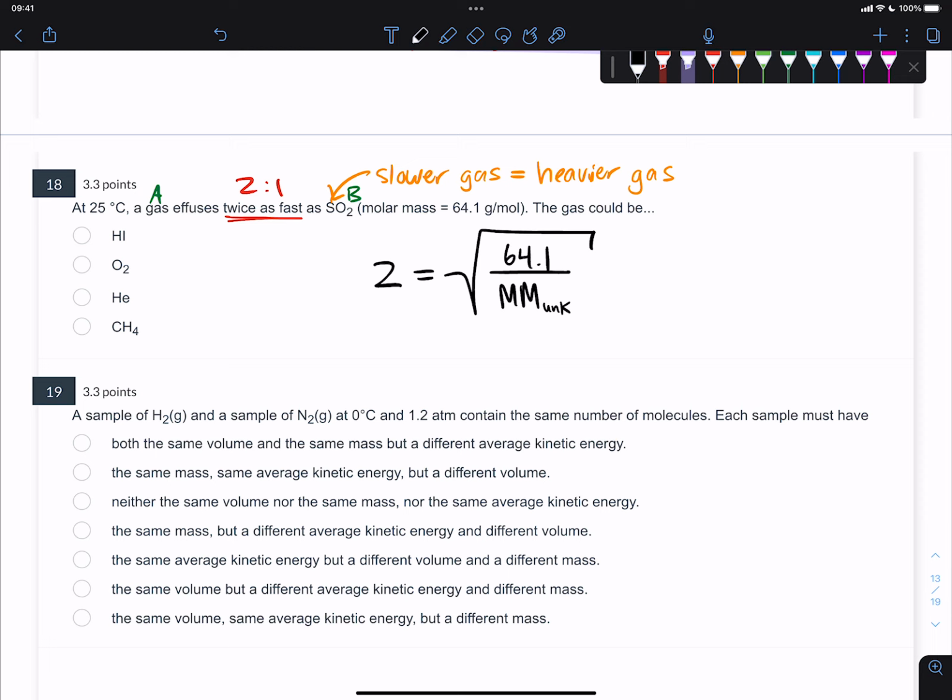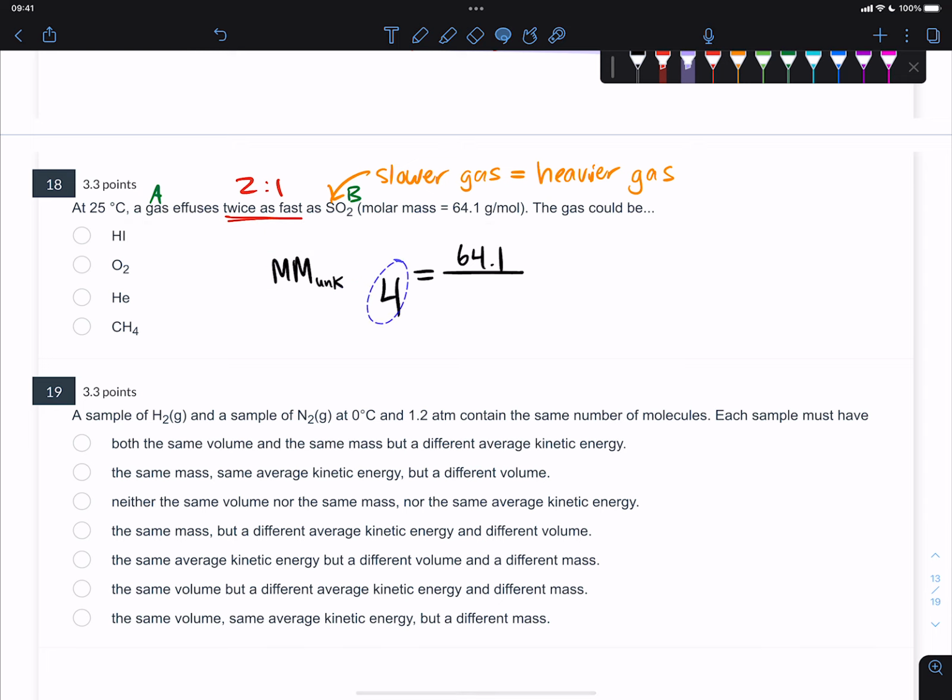So you square both sides. Squaring both sides turns this 2 into a 4, and it gets rid of the square root symbol. Then you just switch them around, do your math, and you get this. And here you go. The molar mass of the unknown gas is equal to 64.1 divided by 4. You get 16 and some change, so it's about 16 grams per mole.